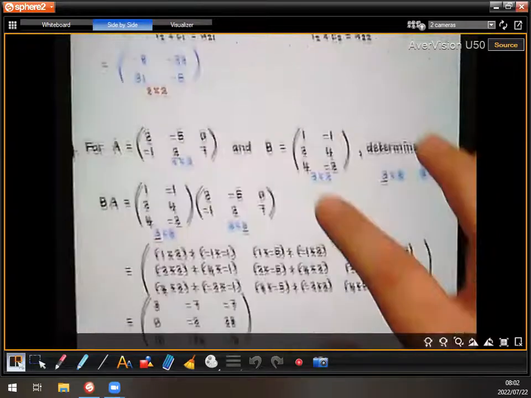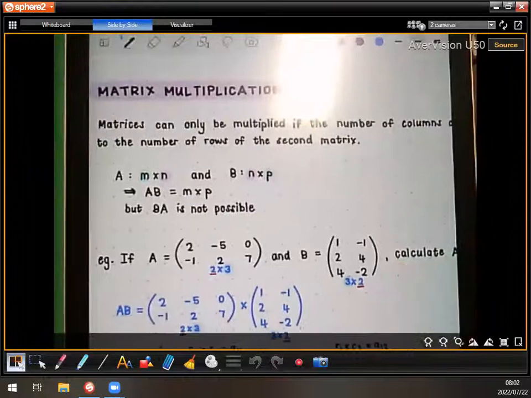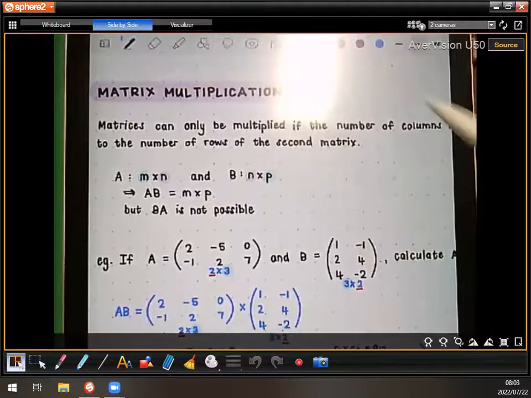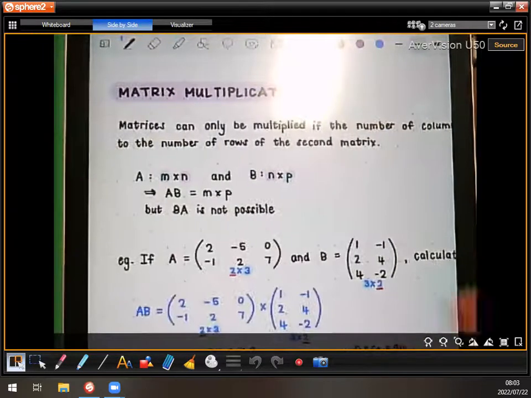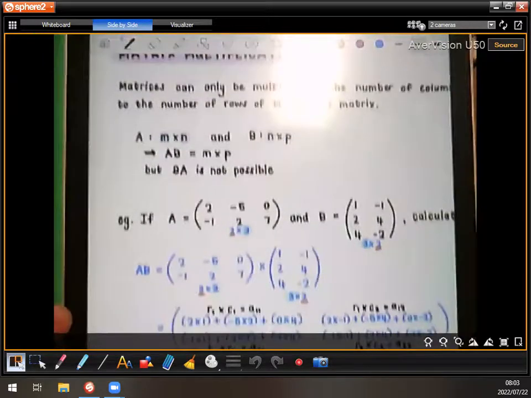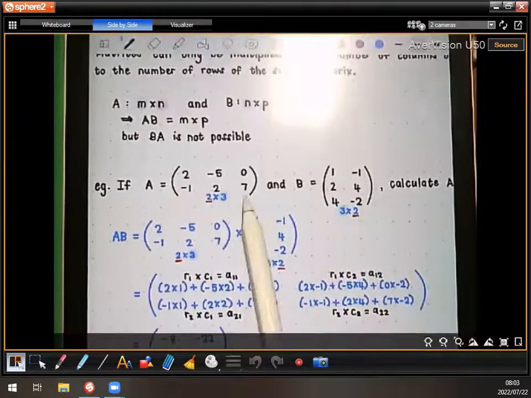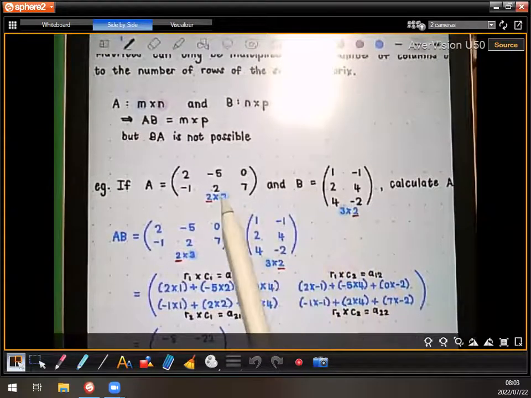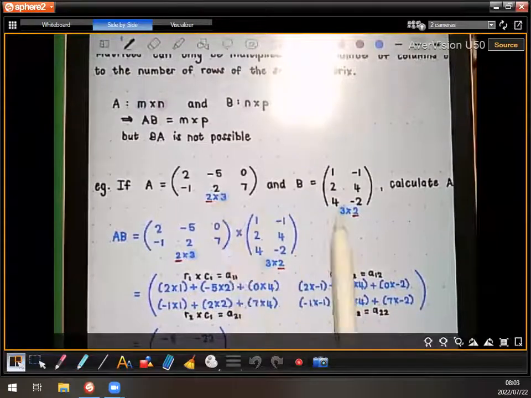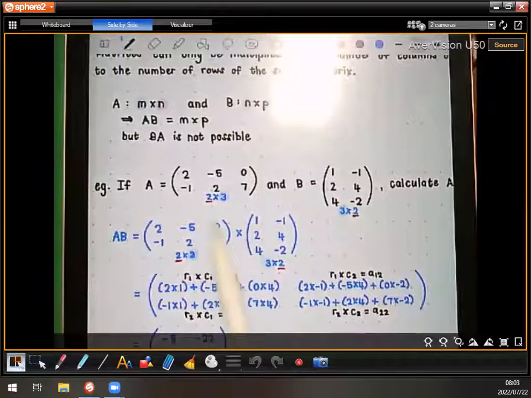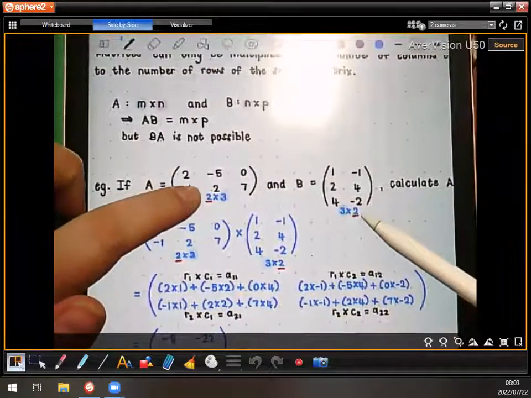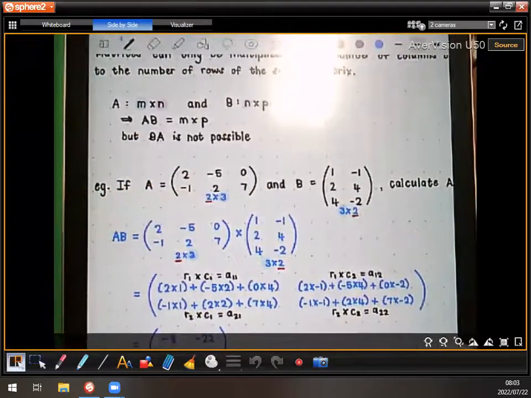All right, just to show you quickly, this was a note that we made. We wrote matrix multiplication, and then we said that matrices can only be multiplied if the number of columns of the first matrix is equal to the number of rows of the second matrix. In the first example, we had a 2 by 3 and a 3 by 2. So those inner numbers have to be equal. Do you remember that? Then you can multiply them together. If those inner numbers are equal, then the product is going to have the dimensions of the outer numbers. So it's going to be a 2 by 2 matrix for that answer.